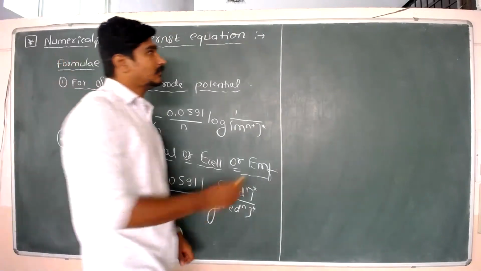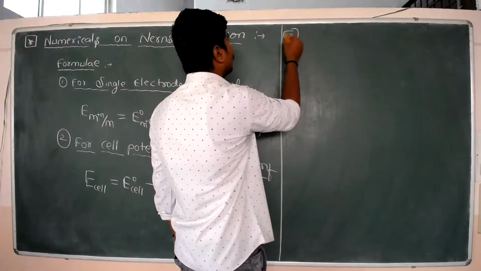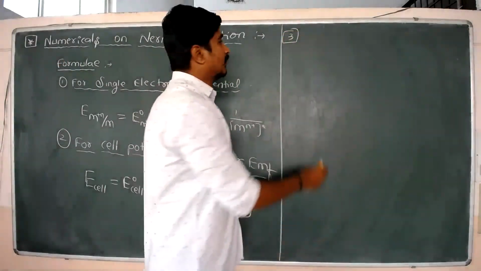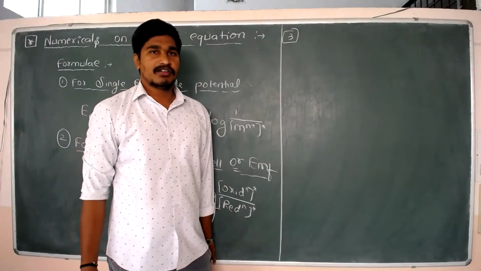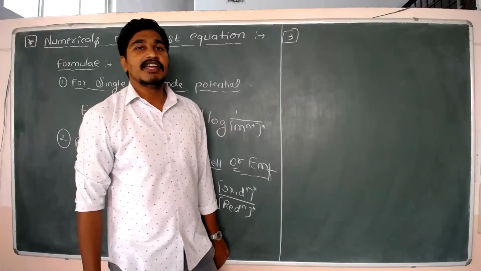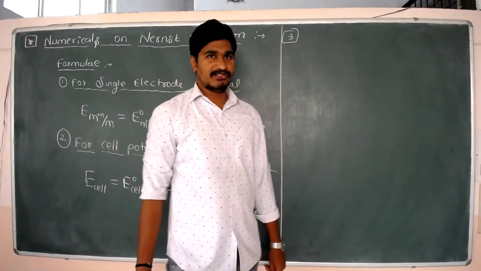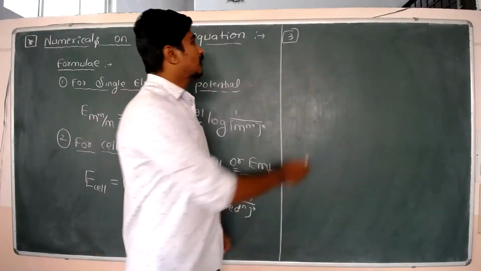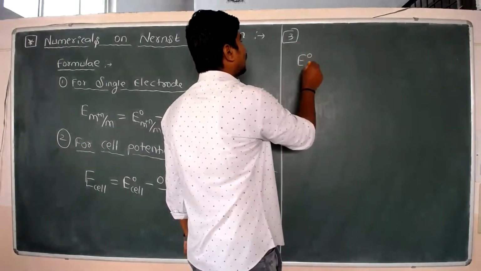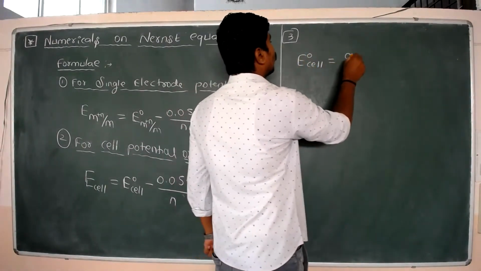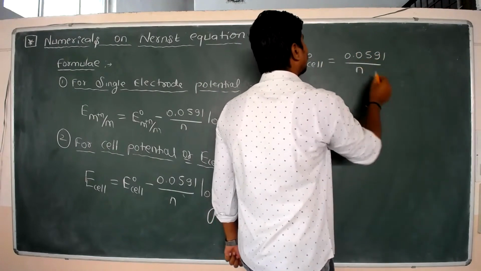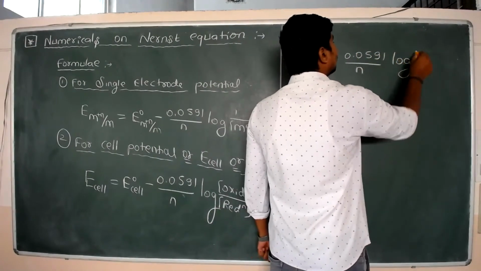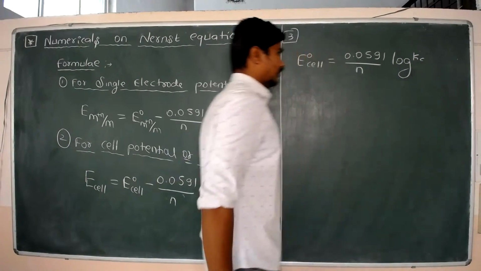Next, third one. If he is asking for the equilibrium constant by giving E naught of cell, or he is asking for E naught of cell by giving the equilibrium constant, then only you have to use this formula. What is the formula? E naught of cell is equal to 0.0591 by n log Kc. Kc means equilibrium constant.